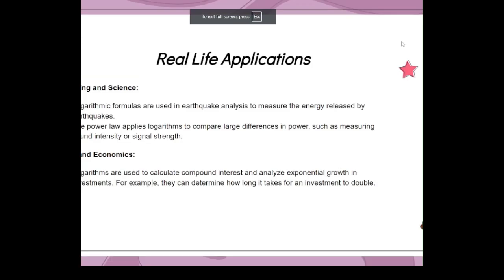Now let's go back to how this is used in real-life applications. It's used in engineering and science. Logarithm formulas are used in earthquake analysis to measure the energy released by earthquakes. The power law applies logarithms to compare large differences in power, such as measuring sound intensity or signal strength.